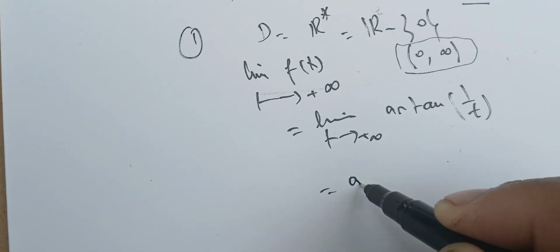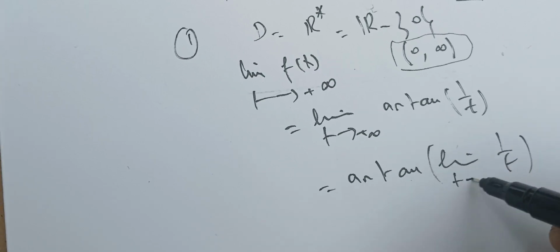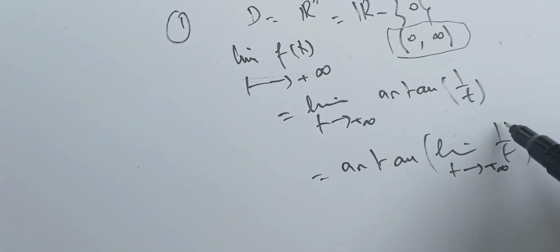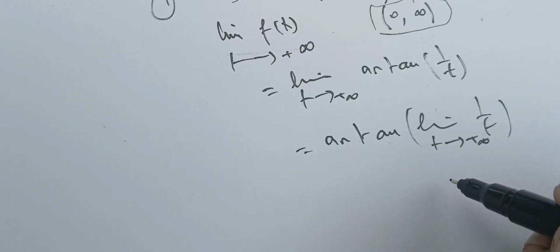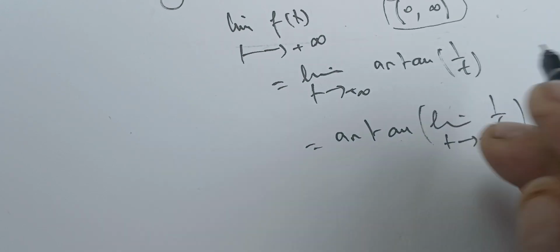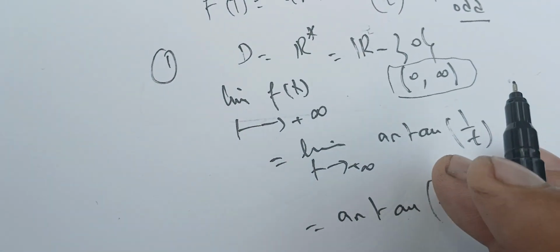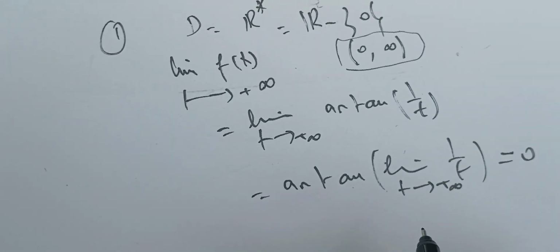We can do something like this: arctangent of the limit of 1 over t as t goes to infinity. And here, when t goes to infinity, this is 0. The arctangent of 0 is just 0. Therefore, as t goes to infinity, f will reach 0. We'll get closer to 0.